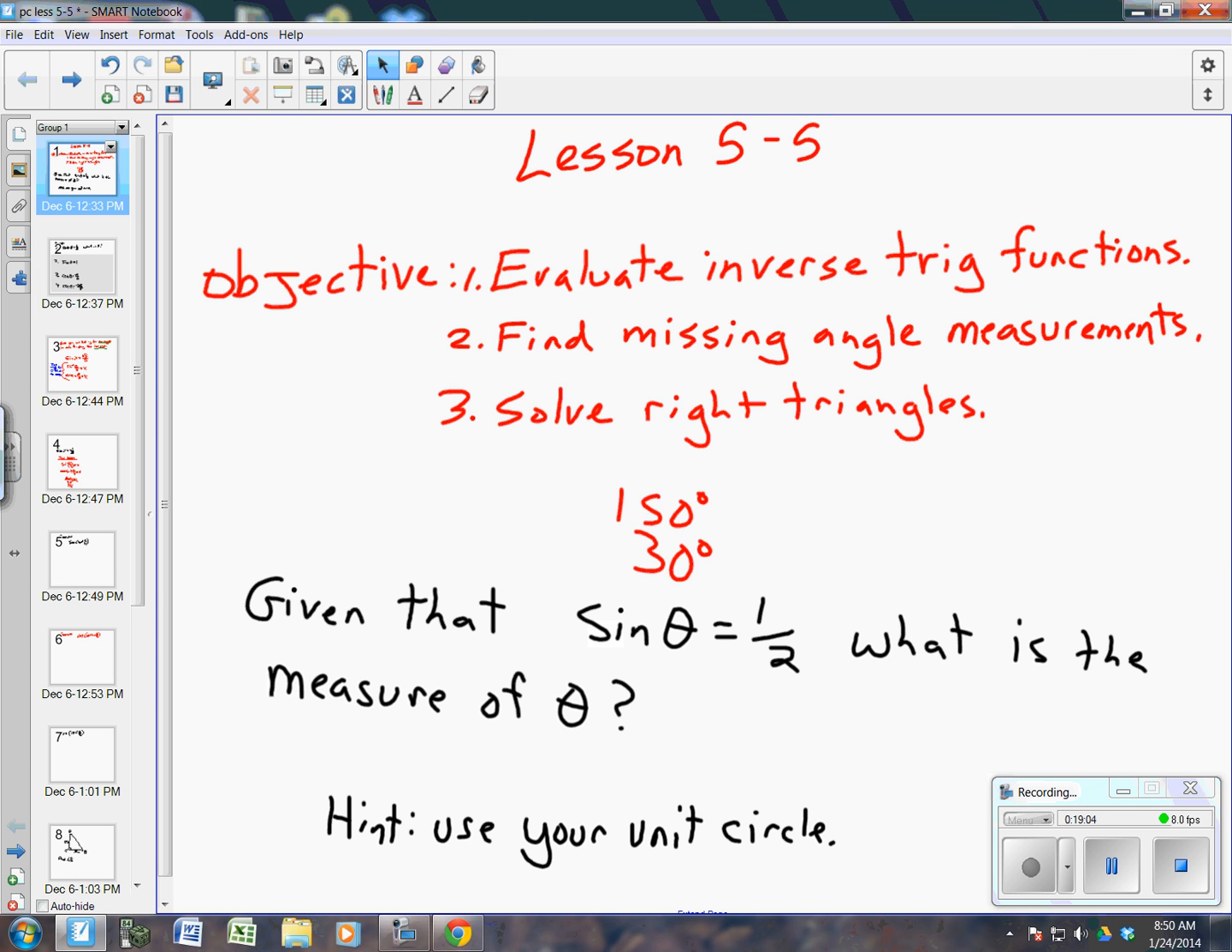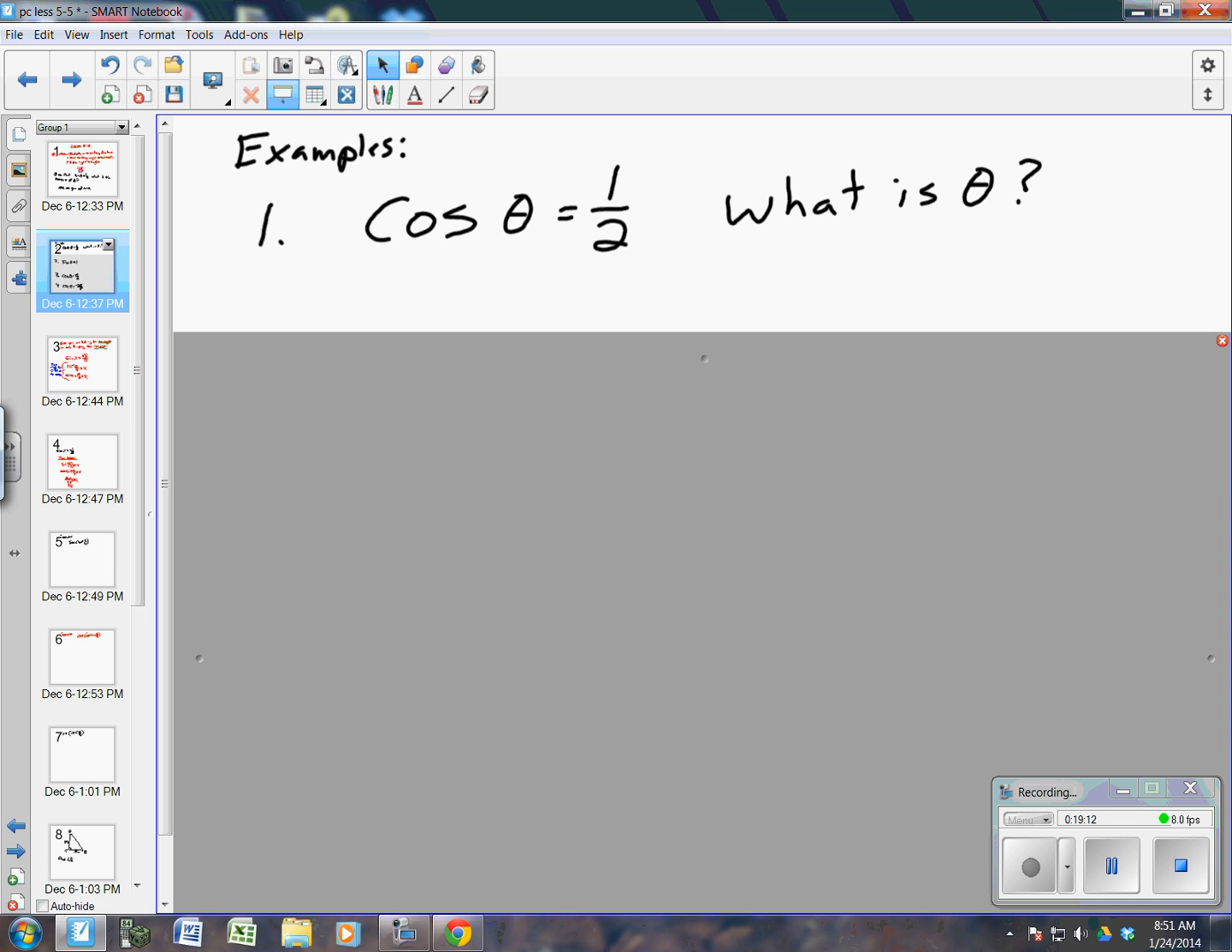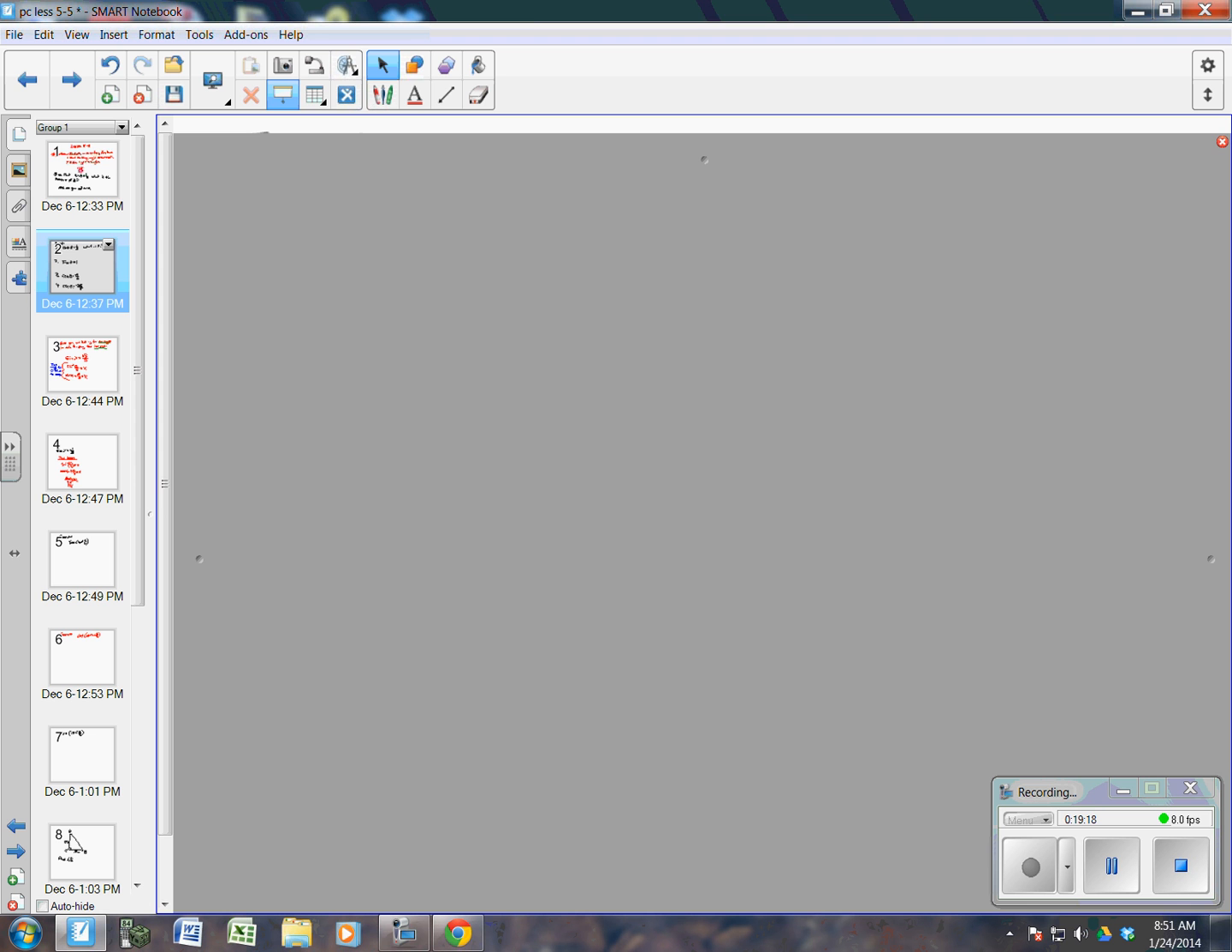What are we going back to? Miranda, look. Sine of what angle equals 1/2 is all we're asking. Okay. I want you, okay, we're going to, let me get you right here.